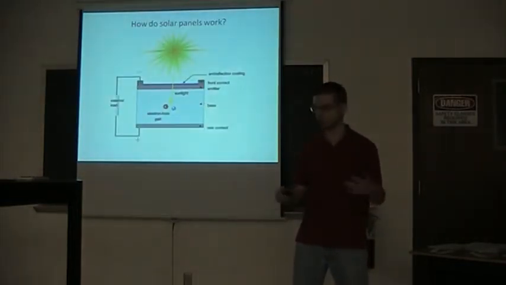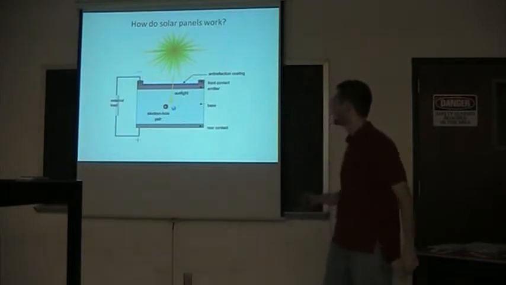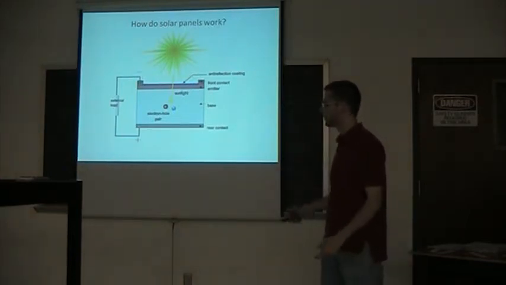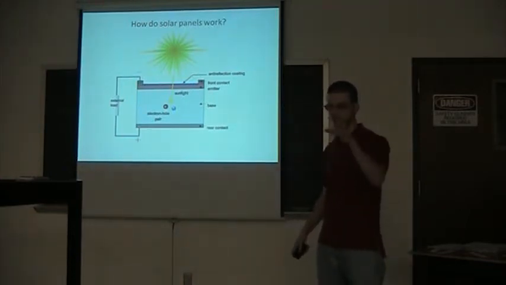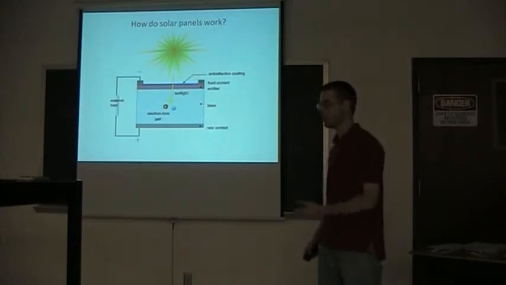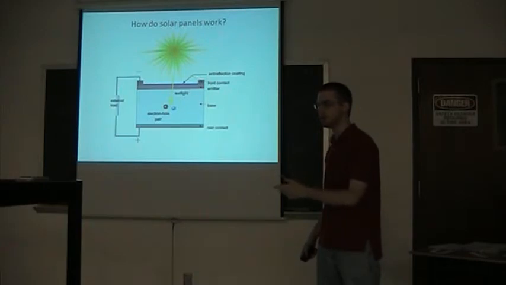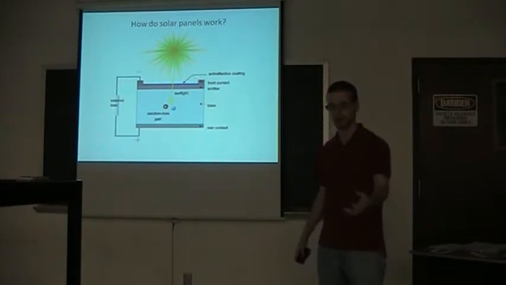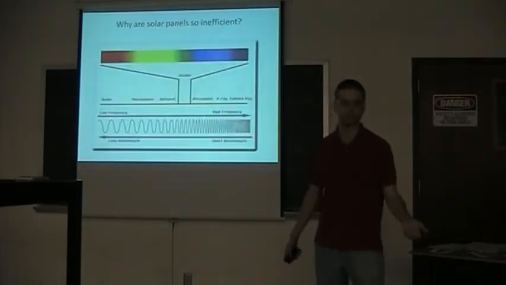How do solar panels work? Well, this right here is a semiconductor. What it essentially does is it creates an electric field, but it's also unstable, so that when a photon of enough energy hits it, an electron will be freed and will be carried by that electric field to create a current. So why are they so inefficient?